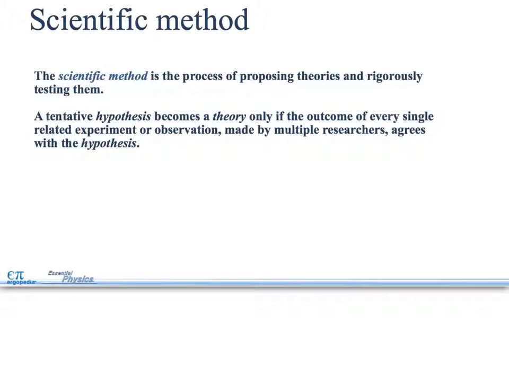The scientific method. The scientific method is the process of proposing theories and rigorously testing them. A tentative hypothesis becomes a theory only if the outcome of every single related experiment or observation made by multiple researchers agrees with the hypothesis. So basically, to turn a hypothesis into a theory, it's got to be tested over and over again.